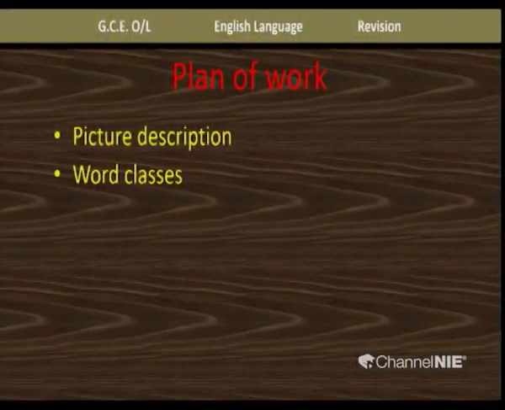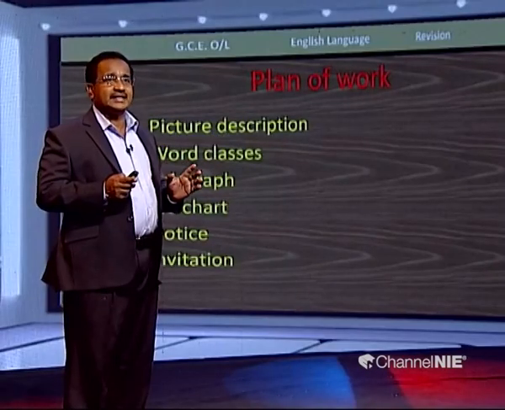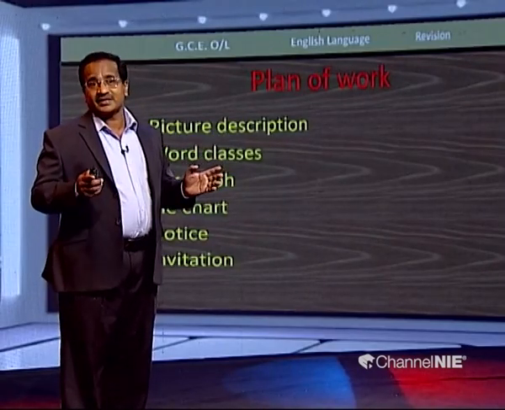Now, today we are going to pay attention to some of the questions that might appear in the O-level paper. These are some model questions as well as past paper questions. What are the things we are going to discuss during this hour? We are going to pay attention to picture description, and then word classes, then bar graphs, pie charts. Depending on the availability of time, I am trying to discuss notices and invitations. We will be able to discuss all these things only if time permits us.